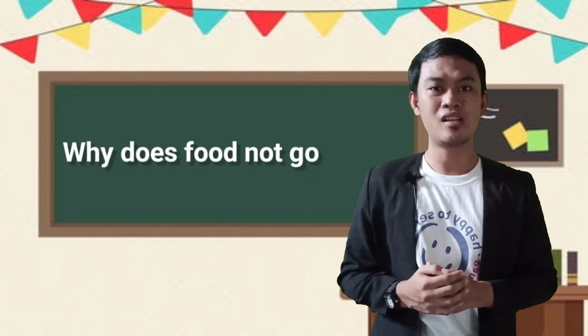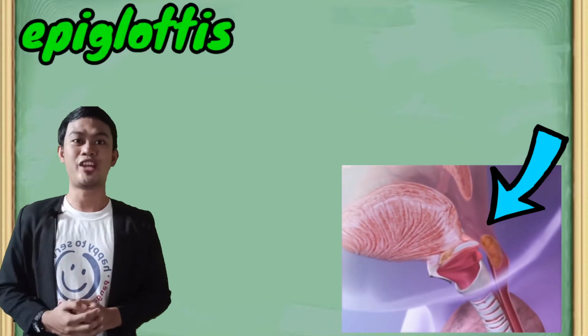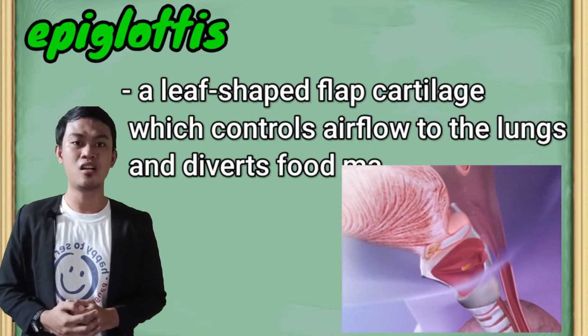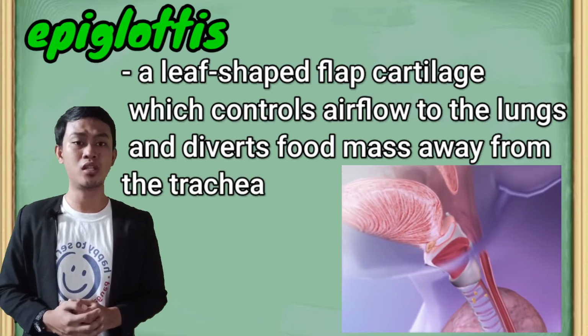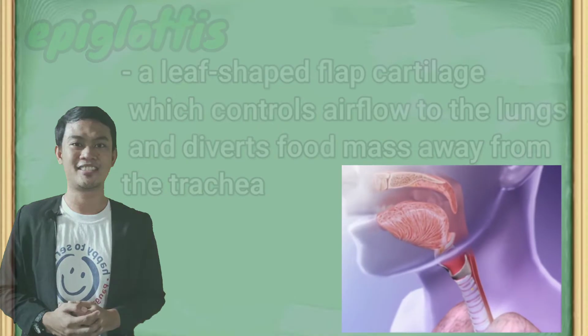Question: why does food not go into your lungs while eating? It is because of the epiglottis, a leaf-shaped flap of cartilage behind the tongue which controls airflow to the lungs and diverts food mass away from the trachea.